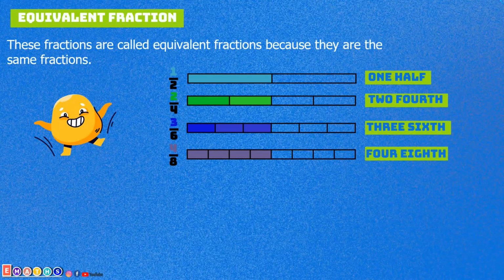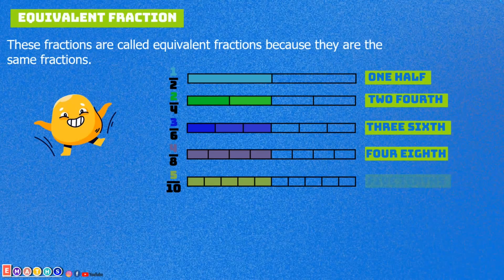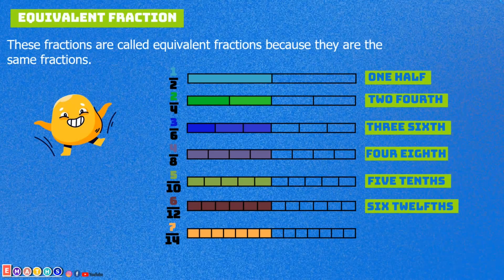1/2 divided into 4 equal sections equals 4/8. 1/2, 2/4, 3/6, 4/8. These fractions are called equivalent fractions because they are the same fractions.